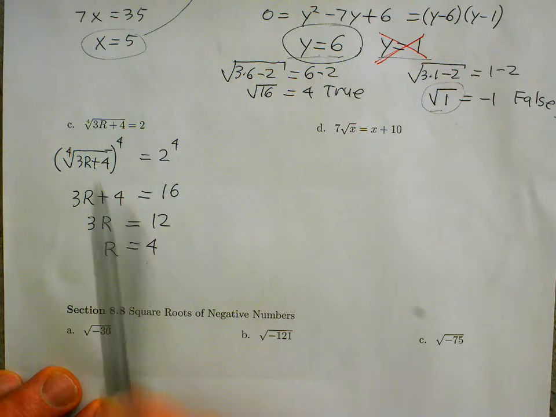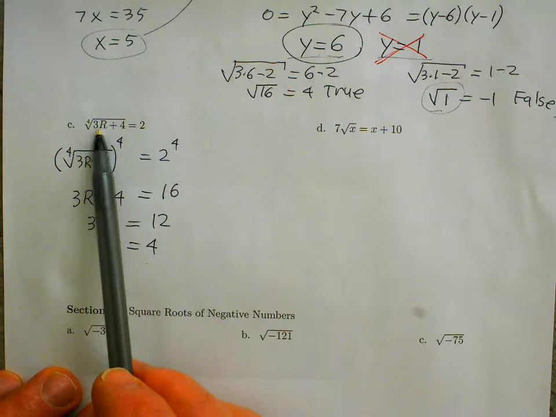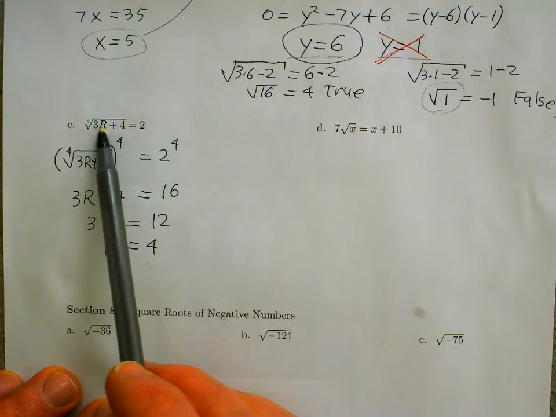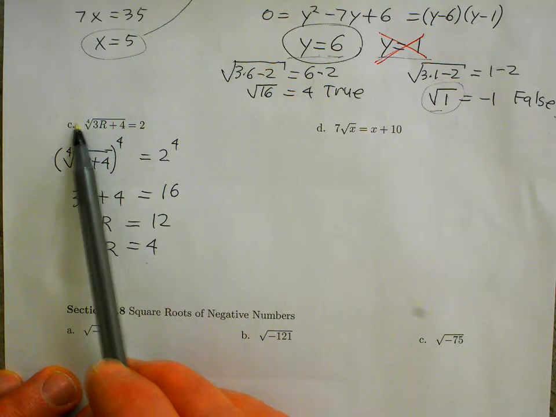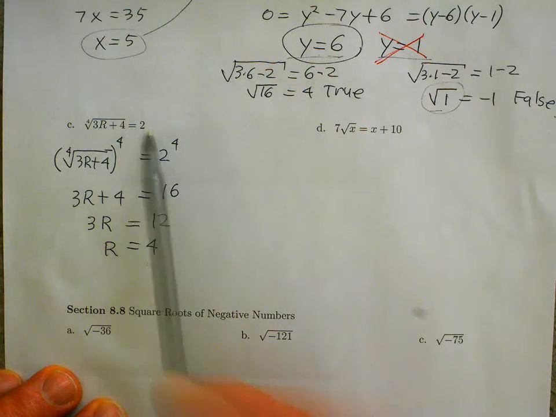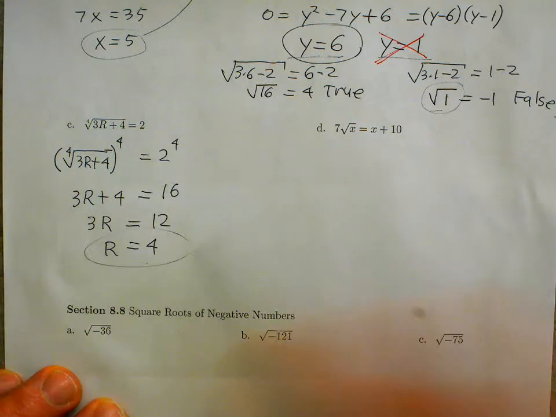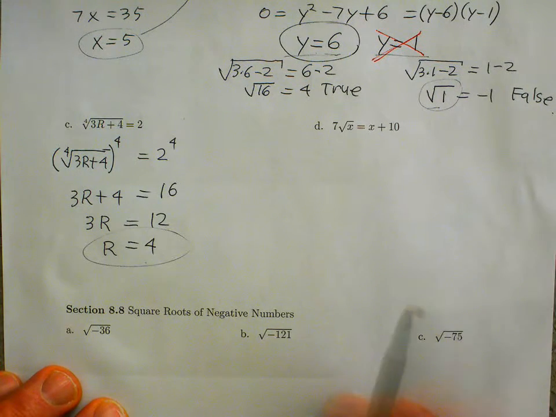So you can tell by looking, replace r with 4. 3 times 4 is 12. 12 plus 4 is 16. And the positive fourth root of 16 equals 2 is true. So r equals 4 is a solution.